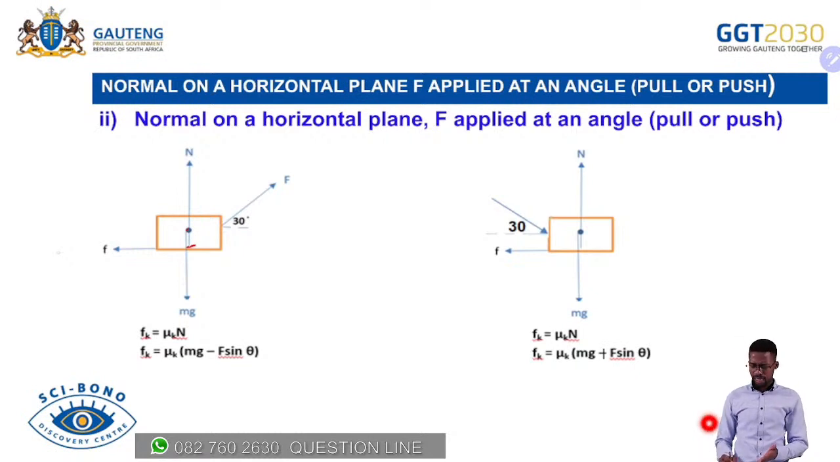And we can express this using a free body diagram as well. In a free body diagram, you will represent the object with a what? With a dot. And we're having a horizontal plane, so it means our normal force is going up.